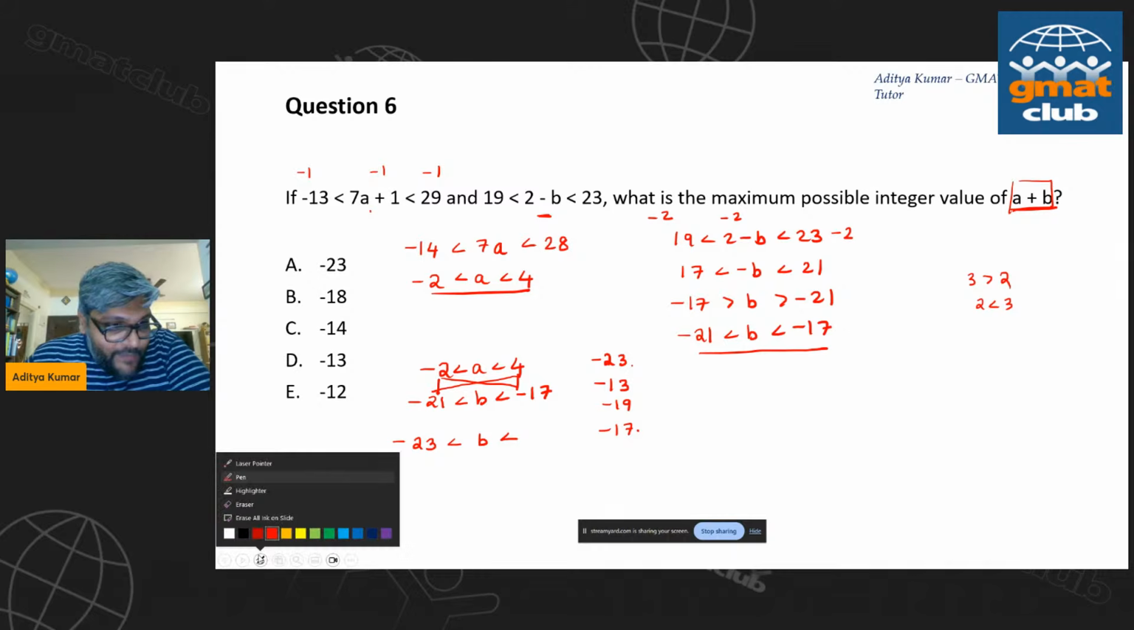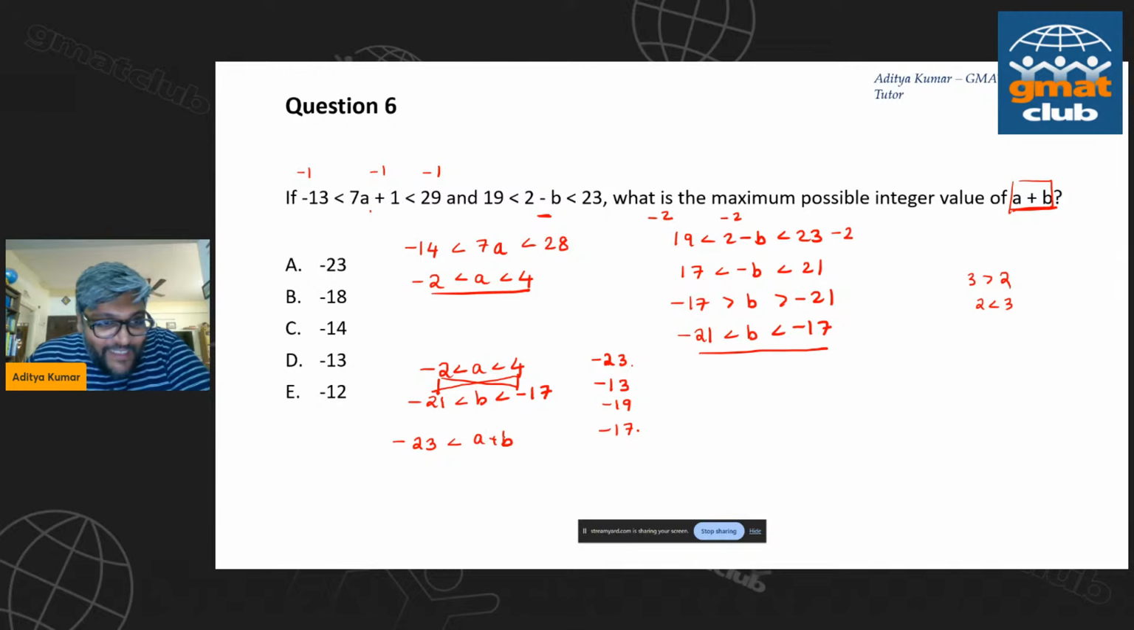This is a plus b. Write that down. Now, most of y'all gave me the answer as D, minus 13. What do you think is wrong? Remember the range. Most of you all didn't write down the range. You all just went and picked these values and you picked one of it. What was the range of a plus b? The range of a plus b is in between minus 23 and minus 13. It's not inclusive of the two.